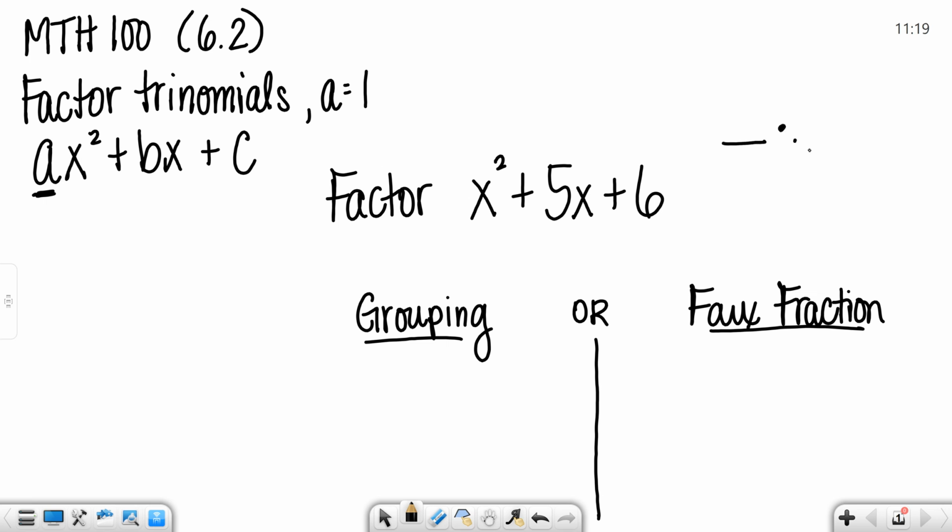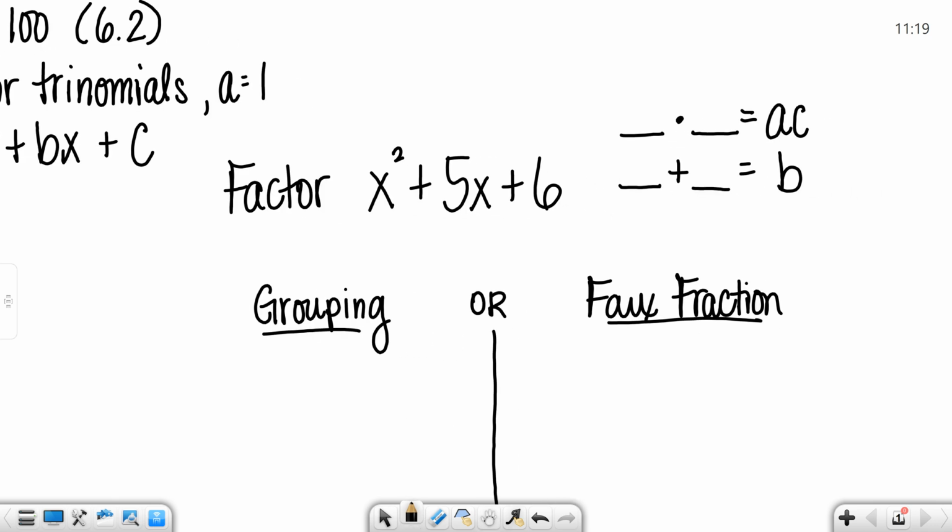We are looking for 2 numbers such that when I multiply them, I get the product of a times c in our trinomial. Those same 2 numbers, when I add them, I want to get b. So here's how that translates for this particular problem that we're doing. We're looking for 2 numbers that multiply to be, our AC would be 1 times 6. Okay, so we're looking for 2 numbers that multiply to be 6. Yes, I really just wrote 7 down. 2 numbers that multiply to be 6.